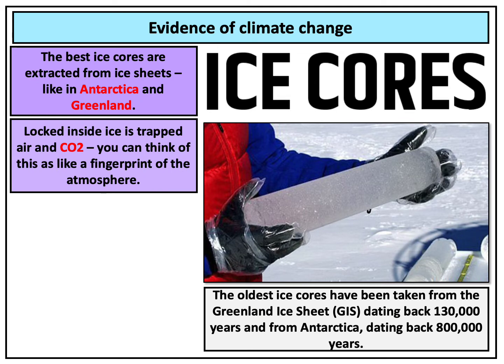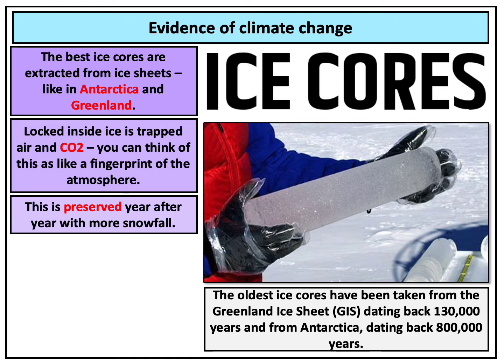The way that we use these ice cores is that locked inside ice is trapped air and CO2. I always like to think of this as a fingerprint of the atmosphere. The fingerprint of that atmosphere is preserved year after year with more snowfall. So the snow falls, lays on top of the ice sheet, and as more snow falls and falls on top of that, it is crushed and compressed tightly to form this ice that we can see this gentleman holding in that picture there.